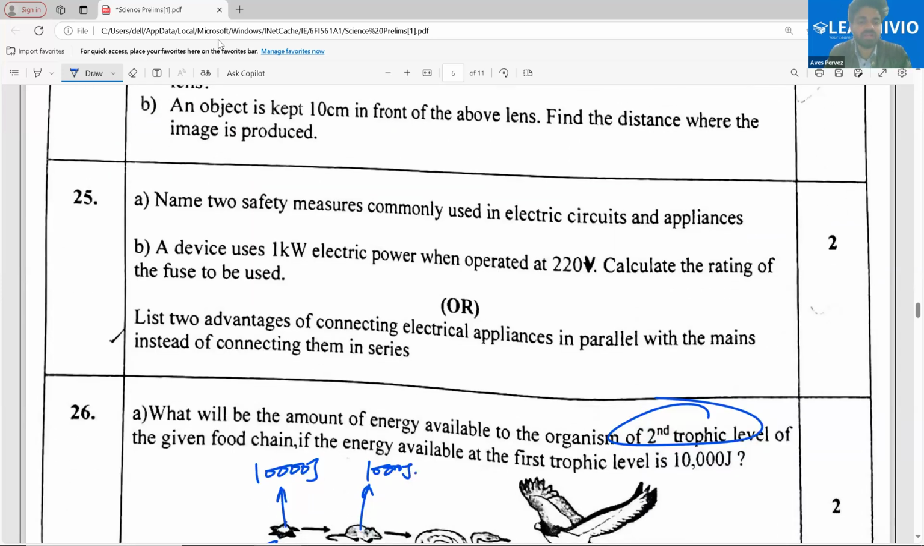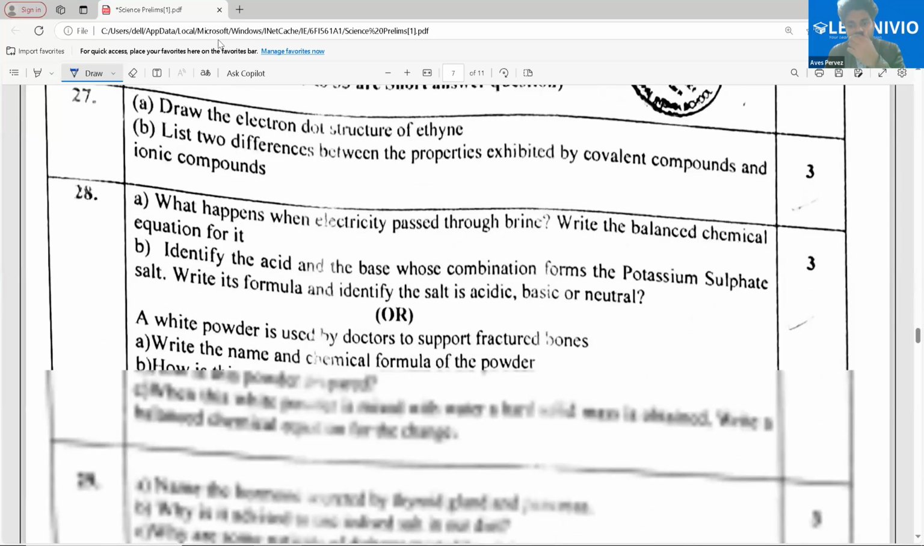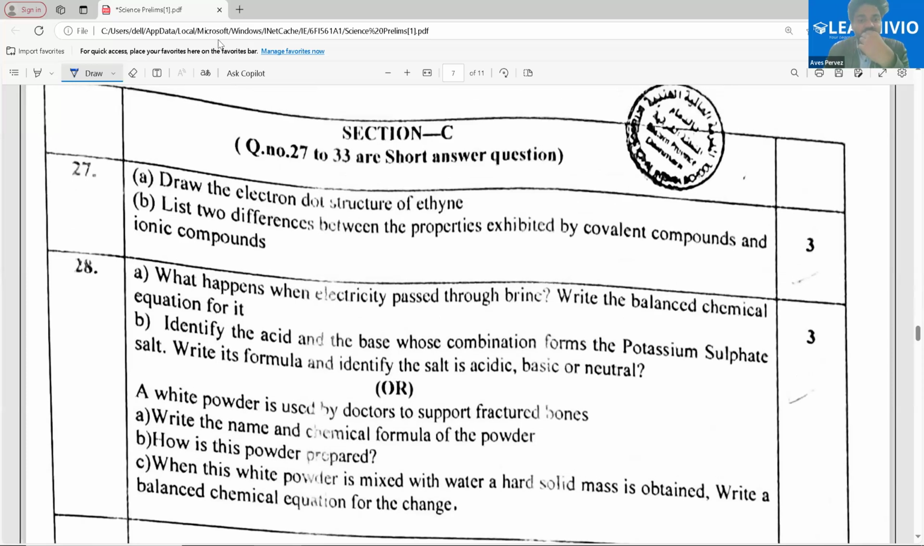ये केमिस्ट्री क्वेश्चन कहाँ है भाई? Yes. What is the answer for the question number 27B part? Ionic compounds are more stronger than covalent compounds. हाँ, कैसे होते हैं? Ionic compounds are formed due to the transferring of electrons, while covalents are due to the sharing of electrons. Okay.